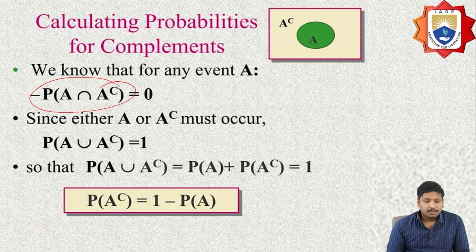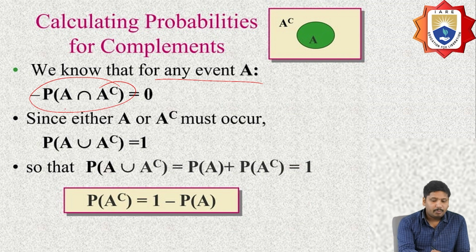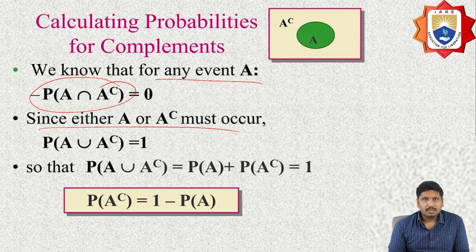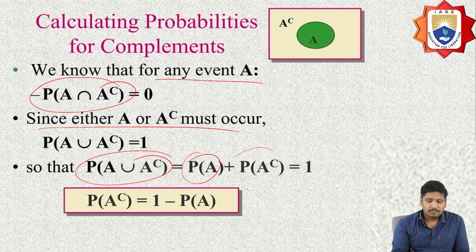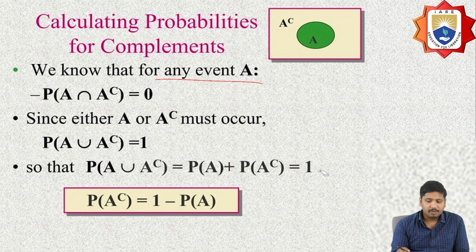Now, calculating the probabilities for the complement. For any event A, the probability of A intersection A complement equals 0. Since either A or A complement must occur, the probability of A union A complement equals 1. So the probability of A union A complement is equal to the probability of A plus the probability of A complement, and that should be 1. So the probability of A complement is equal to 1 minus P(A). This is the equation you have to remember.